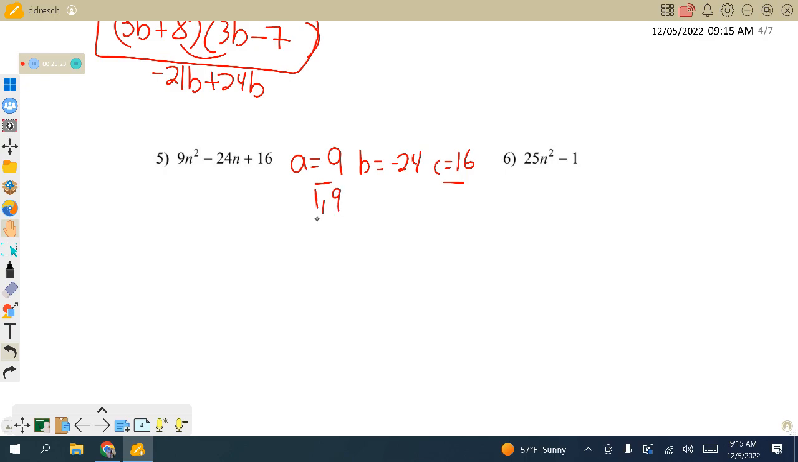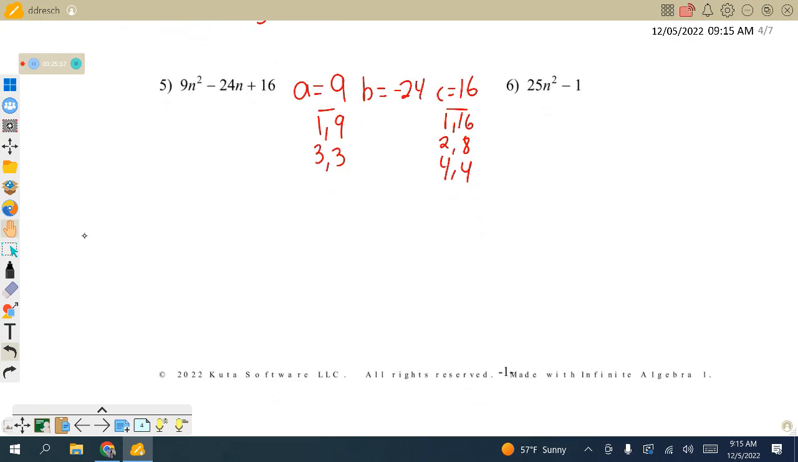1 and 9 or 3 and 3. Make sure you account for both of those possibilities. 1 and 9, 3 and 3. Which group is going to work? What's going to be true about the 16? Is it positives, or the sames or opposites? Sames or opposites, Sam? Thank you, Sam.